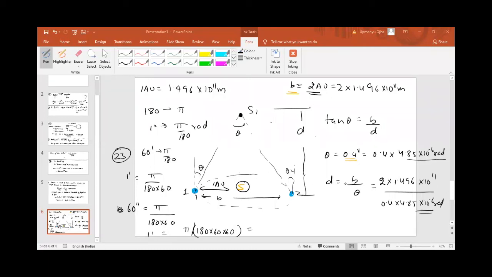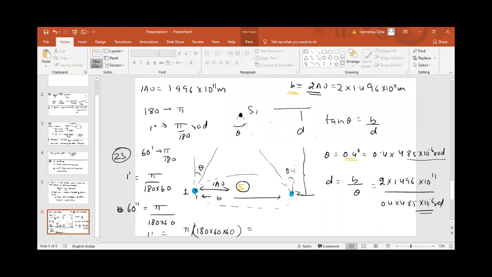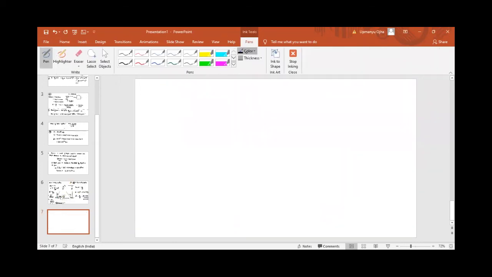So we have to find d. D will be equal to b by theta. Now here we are using one more concept, that is small angle approximation. The small angle approximation means that if theta is less than 10 degrees, then sine theta will be approximately equal to theta radians. Cos theta is approximately equal to 1, and tan theta will be approximately equal to theta radians.